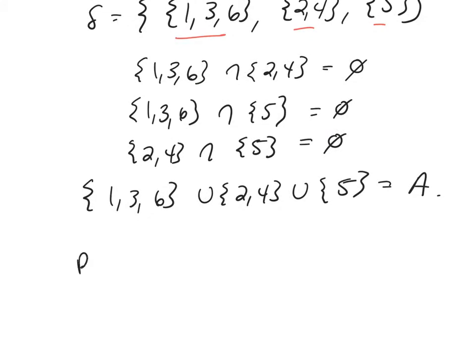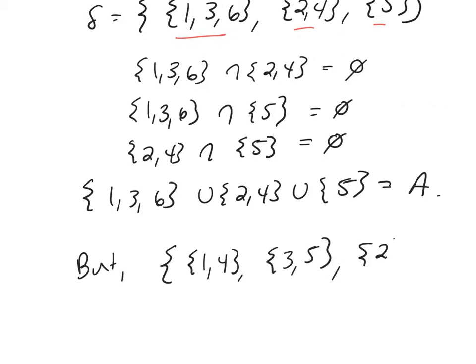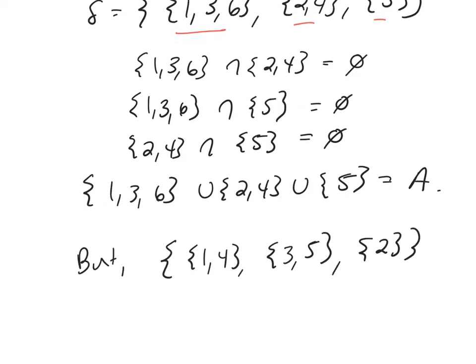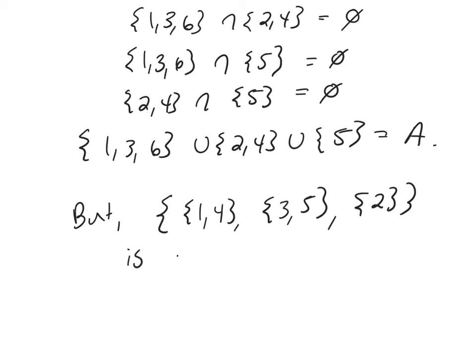But this collection, the collection {1, 4}, {3, 5}, and {2}, is not a partition of A. And why is it not a partition of A? Because remember, A contains the element 6, and 6 is not in any one of these three sets. And every element of A needs to be in one of these sets.